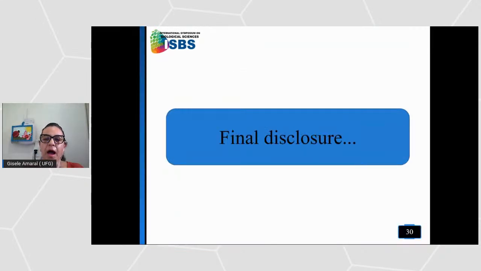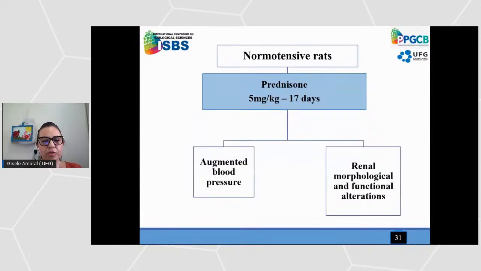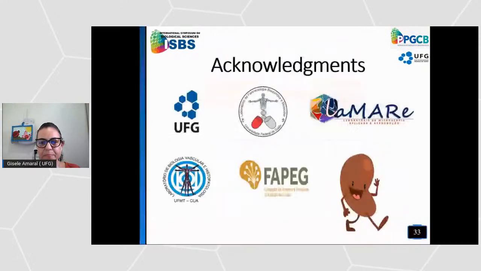So, in our final conclusions, we observed that normotensive rats treated with 5 milligrams per kilogram for 70 days with prednisone presented increased blood pressure, renal morphology, and functional alterations.